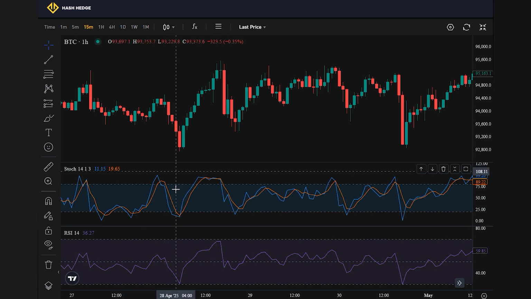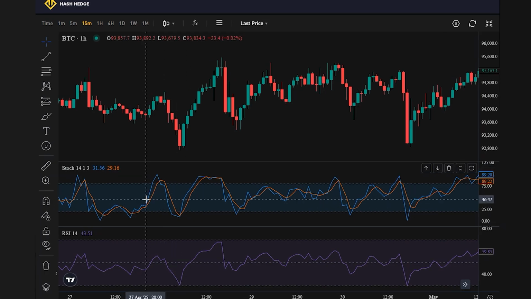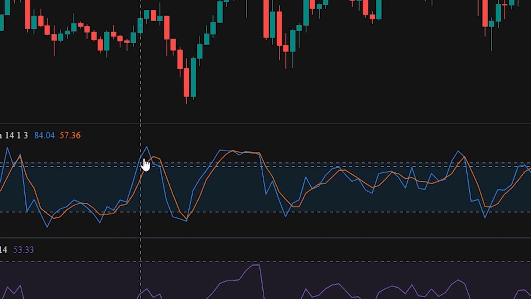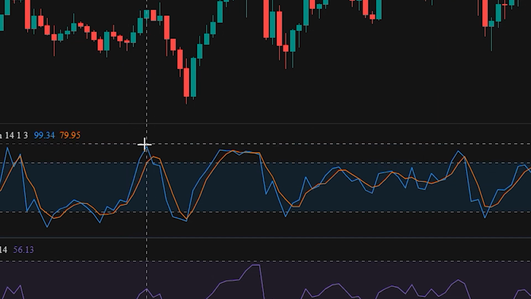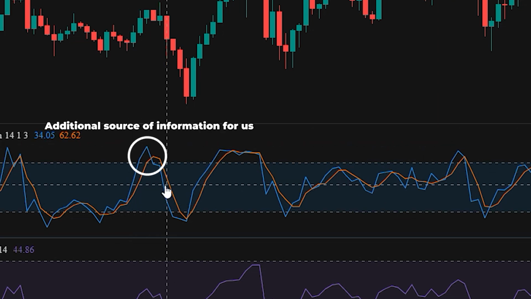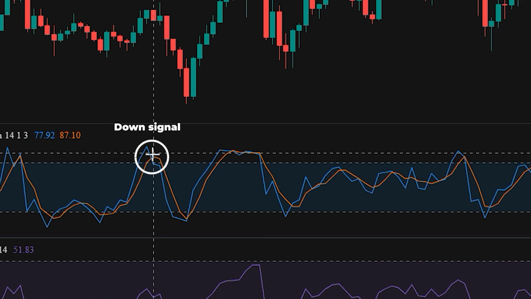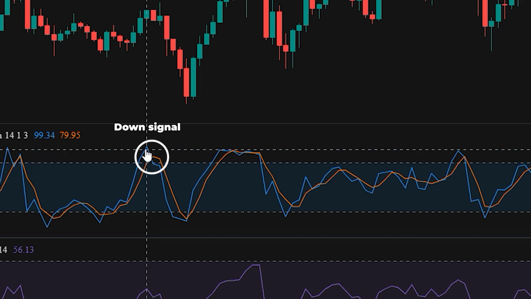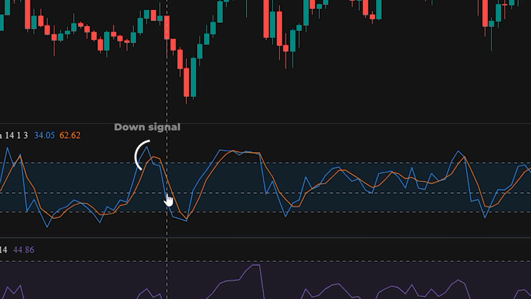But this is a classic system of two moving averages. As soon as the fast moving average, in this case the blue one, crosses the orange one, it can also be an additional source of information for us. When the blue fast moving average crosses the slow one from top to bottom, it means that we have a confirmation of a down signal.